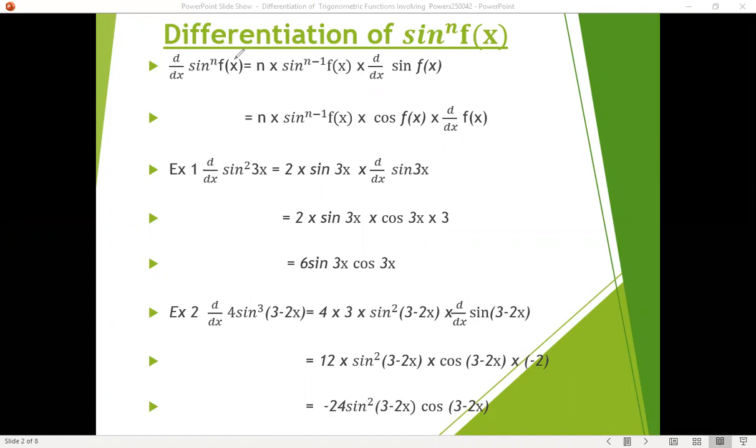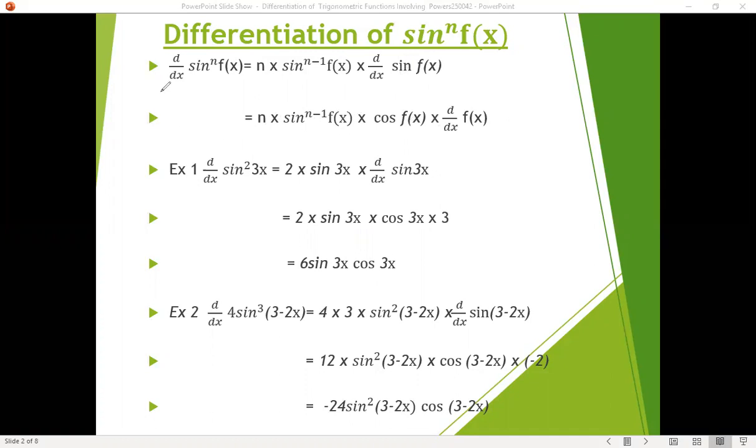So you only need to apply the general rule for the questions. The rule says differentiation of sine to the power of n fx: bring the power down, subtract 1 from the power, and then multiply by the derivative of the sine function, that is, the derivative of sine fx. So the answer would be n multiplied by sine to the power of n minus 1 fx. The derivative of sine fx, we have seen in our last session, is cos fx multiplied by the derivative of fx.